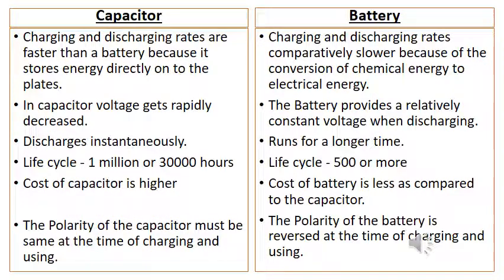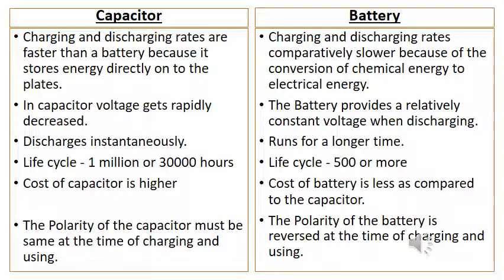Next is, charging and discharging rates are faster than a battery in capacitor because it stores energy directly to the plates. But in battery, charging and discharging rates are comparatively slower because of the conversion of chemical energy to electrical energy. Next is, in capacitor, voltage gets rapidly decreased, but in battery, the battery provides a relatively constant voltage when discharging.